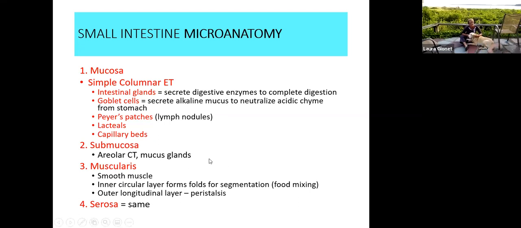So wherever you have glands, you have simple cuboidal epithelium. And then we have the muscularis layer. It is smooth muscle, of course. And we go back to the inner circular and outer longitudinal layers of muscle. And then the outer connective tissue layer is the serosa. It's all the same.